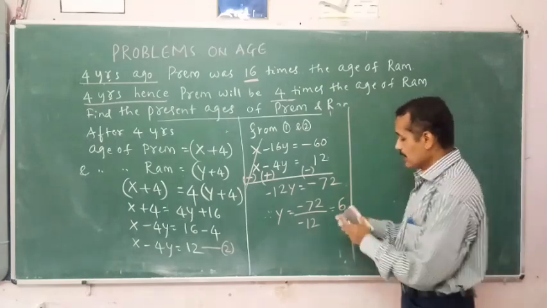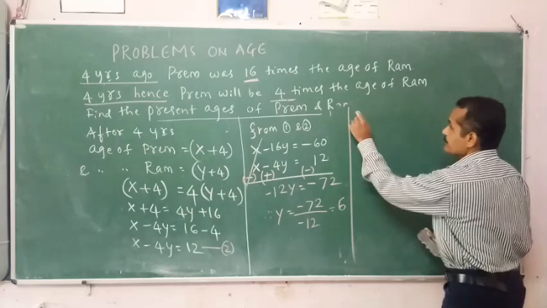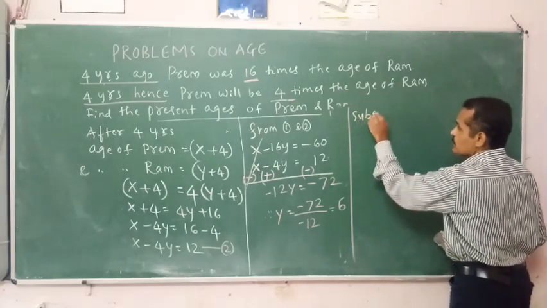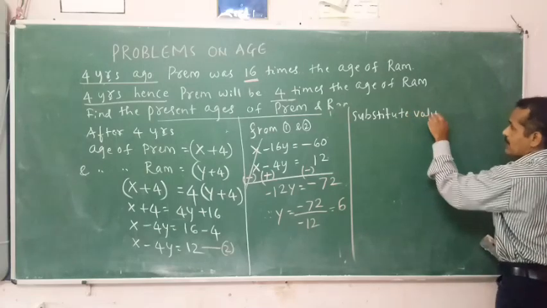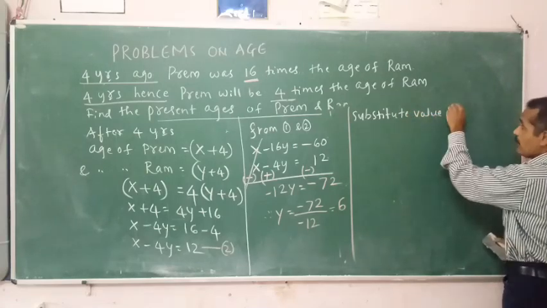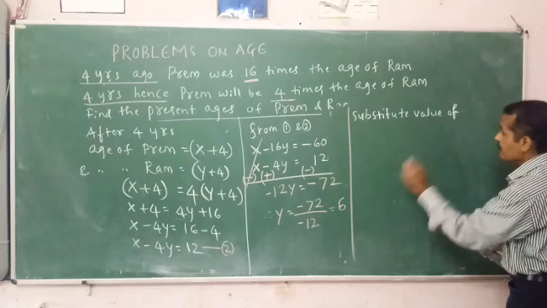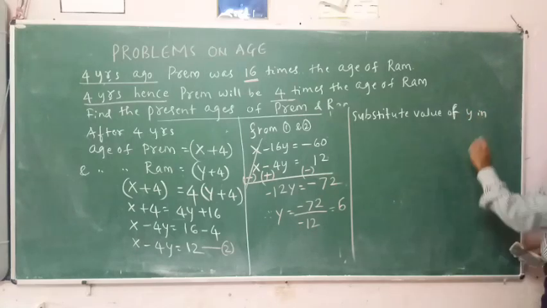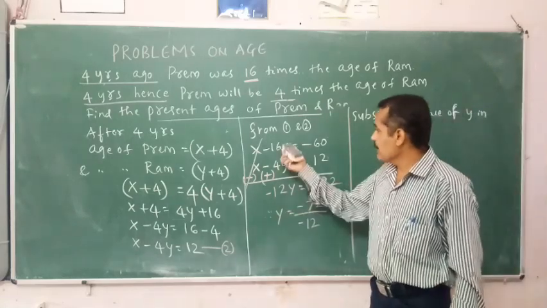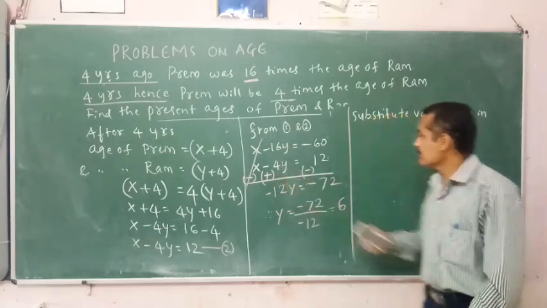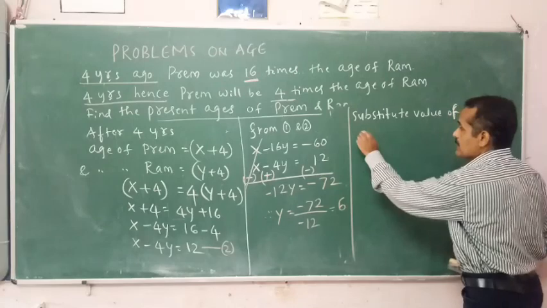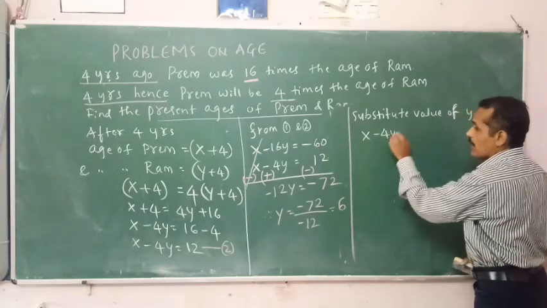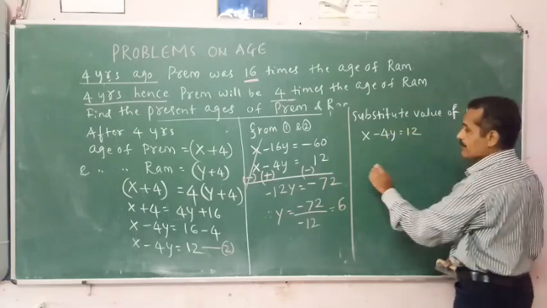Now what can we do? Substitute the value of y in any one of the equations. I will substitute in equation number 2. Equation 2 is x minus 4y is equal to 12.